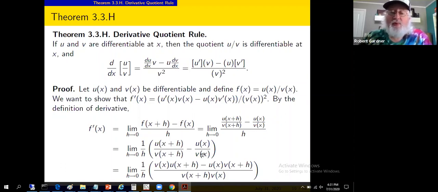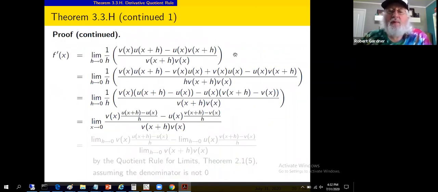The common denominator would be the product of these two. So we'll multiply this first one by v of x over v of x. That'll give us v of x, u of x plus h divided by the common denominator. We'll multiply this one by v of x plus h over itself. And that'll give us a u of x, v of x plus h in the numerator over the common denominator. So get the common denominator, add them together. If this bugs you, pause the video and go through the arithmetic. It's correct. And let's see, you hadn't done anything objectionable yet, nothing uninspired. All I did was write things, I just substituted, wrote things differently, and got a common denominator.